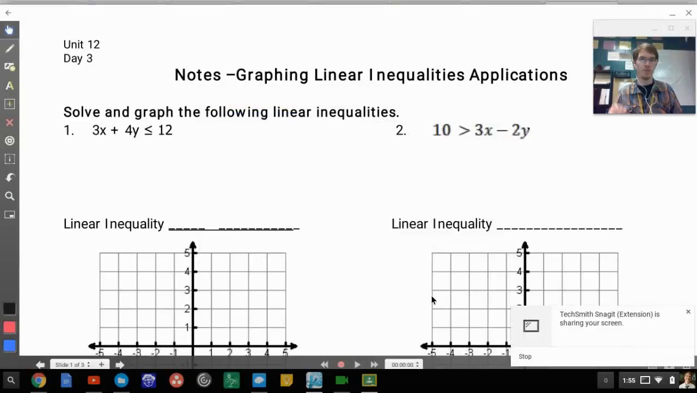Unit 12, Day 3, Graphing Linear Inequalities Applications. So we get to do some word problems, which is where I personally think things get a little fun. All right, so first we have a little bit of review.